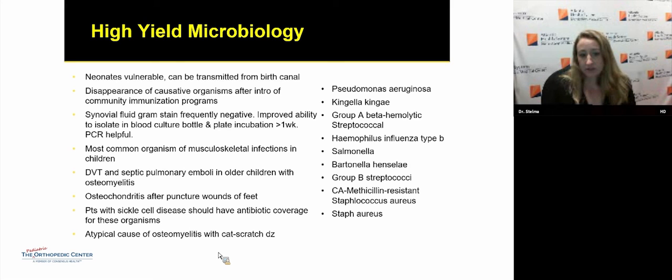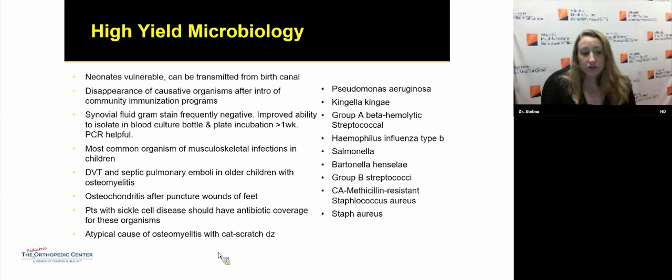Most common organisms of musculoskeletal infections in children, so some of them on the right, you really want to be thinking about the geography that's related, so knowing what's most endemic to an area, and then based on the age of the child. So again, in kids that are a little bit older, and especially in cases with MRSA, they're more likely to also develop a DVT.